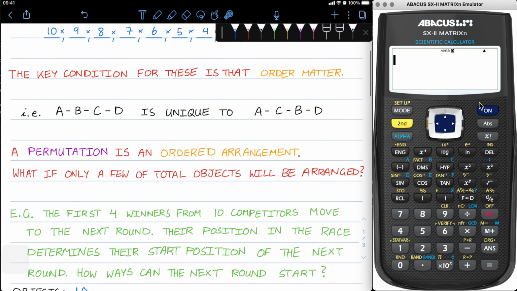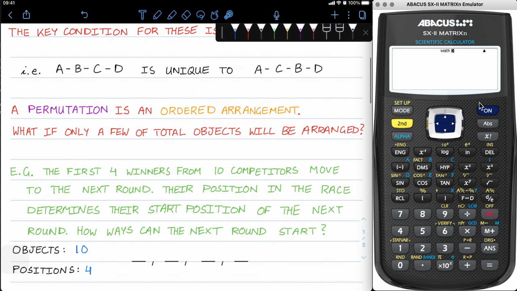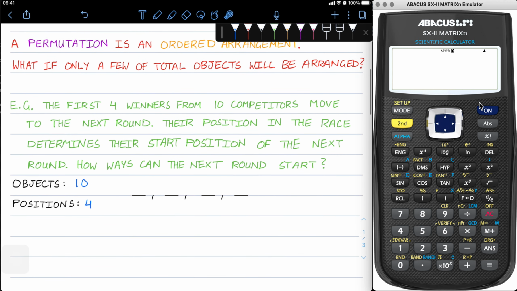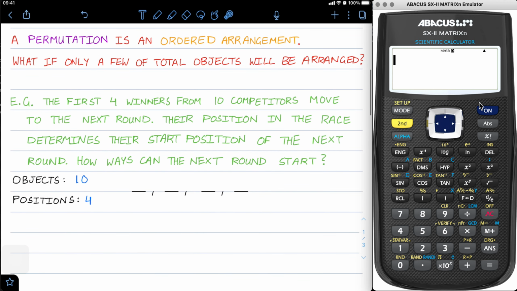Now, what if only a few objects will be arranged? For example, from the 10 competitors, only the first 4 winners will move on to the next round. Their position in the race determines their start position in the next round. So I presume in this example, if someone comes first in the current race, their position in the next race is somewhere near the front. So it's beneficial to come first.